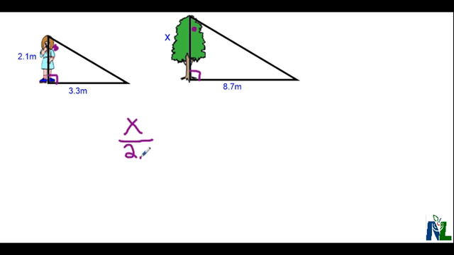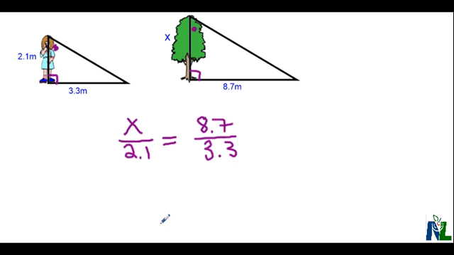So X over 2.1 equals, since X was on top of this ratio, I need another side from that same triangle to be on the top over here. So X is my tree. The only other side I know, of course, is the shadow of the tree. So 8.7. And then the corresponding measure will be Tina's shadow, 3.3.